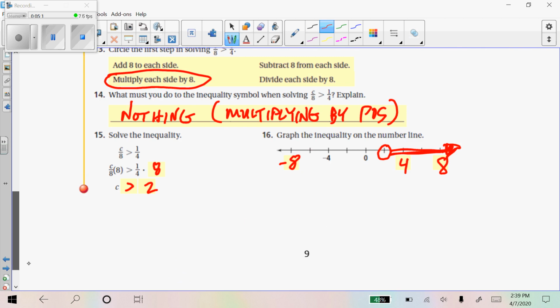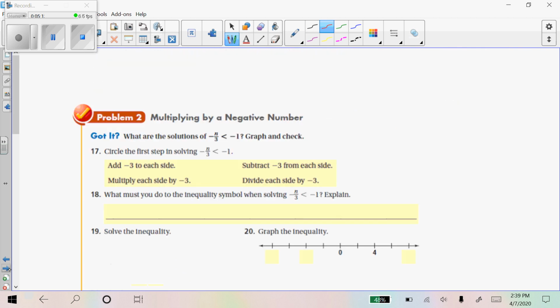Now, multiplying by a negative number. So in this problem, we have a negative on this side of the equation. In order to solve this, we're going to want to multiply both sides by -3. That way we get a positive n. And when we're multiplying by a negative, you have to reverse the sign.